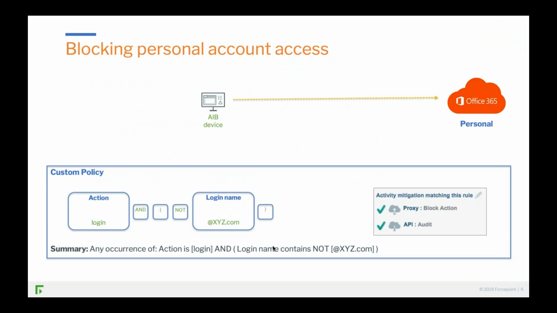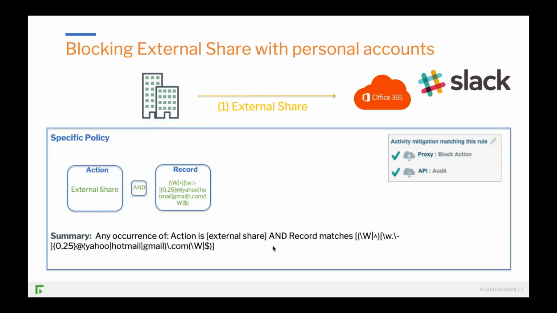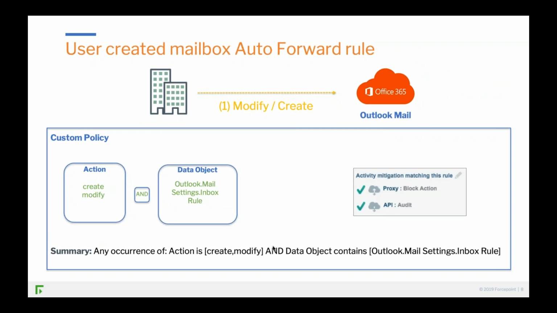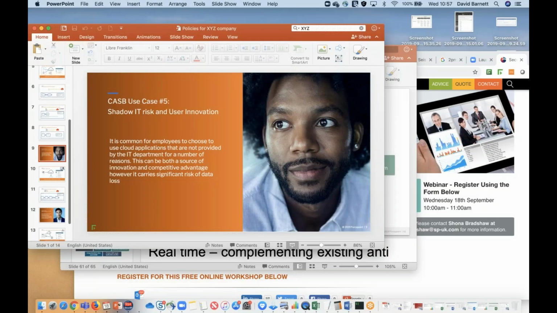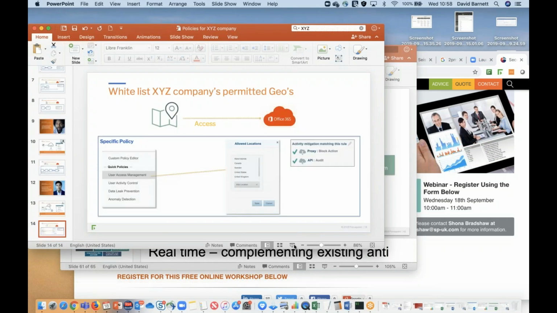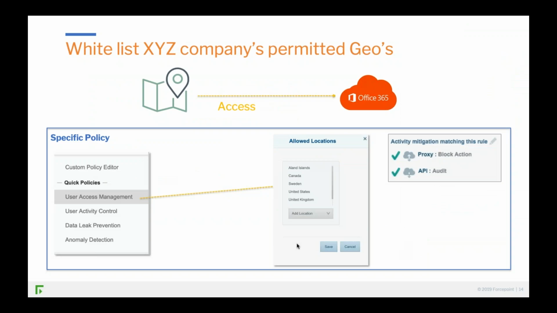If it's any occurrence of the action is login, and the login is not XYZ company, block it. If the concern is external share of personal accounts, this is how you deal with that. Auto forwarding rule, etc. So we would take a client through an innovation process that could enable them to say, look, for example, if your Office 365 is being accessed from outside of these countries, don't allow that. So really specific bullets to knock down some risk.